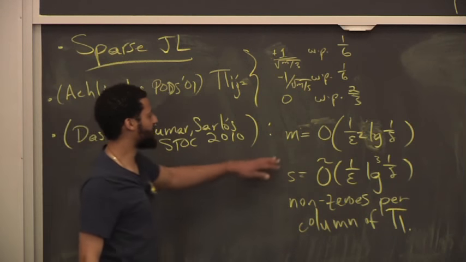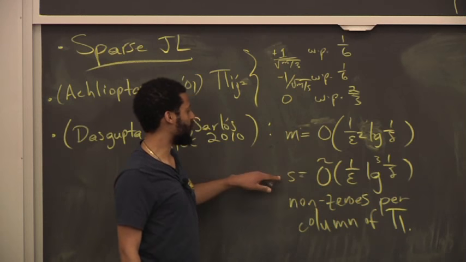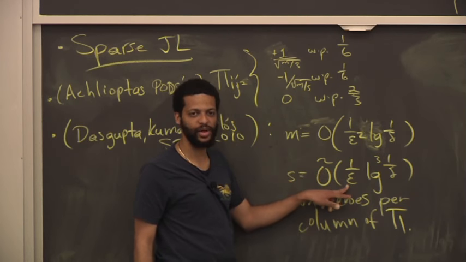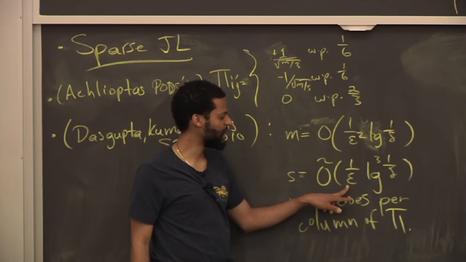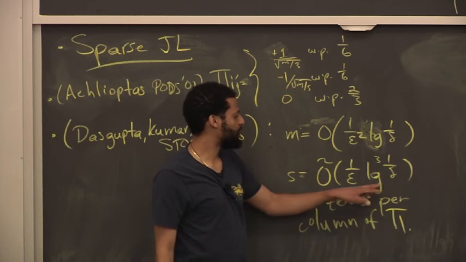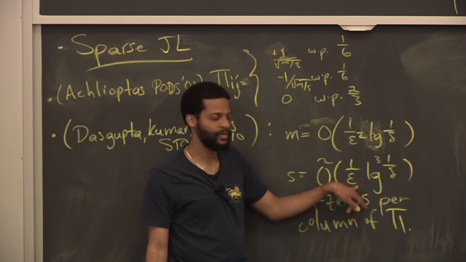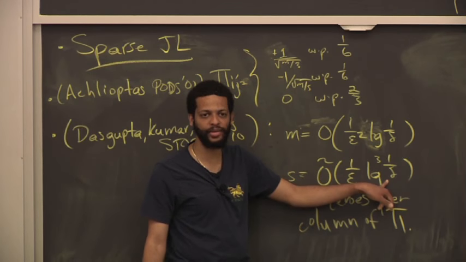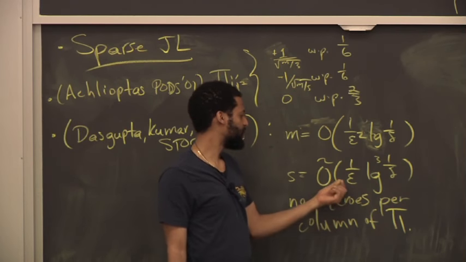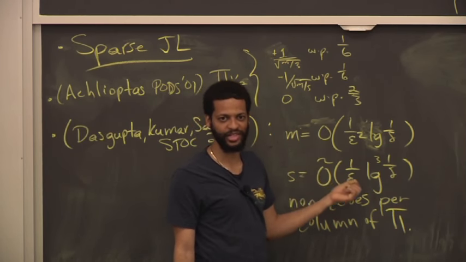So they get the same M that we're used to for DJL using a dense random matrix. Okay. But the number of non-zeros per column of pi looks like this. O tilde hides log 1 over epsilons, for example. And maybe also a log log 1 over delta, I don't remember. But definitely log 1 over epsilons. Now, if delta is not too small, we improved epsilon from epsilon squared to epsilon, but we worsened delta. So depending on the parameters, this could be better than M, which is saying that a lot of the entries in the column are zero.